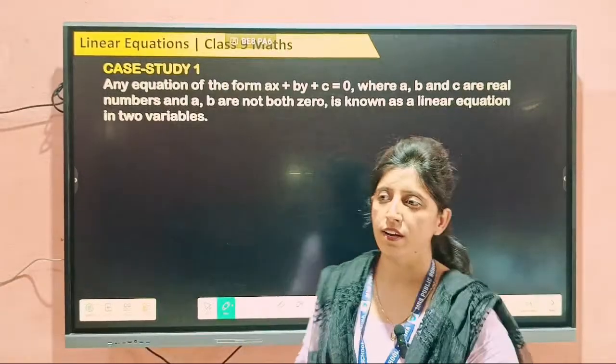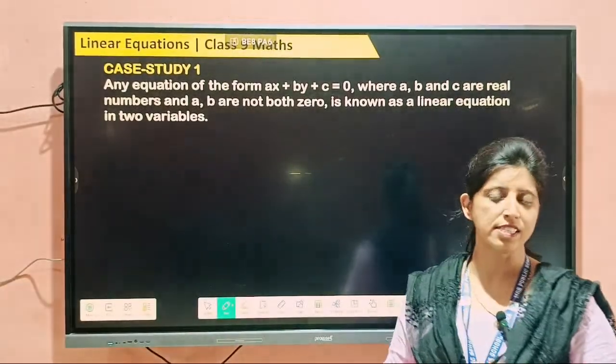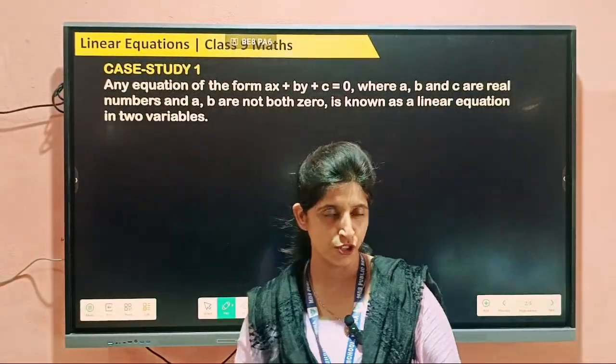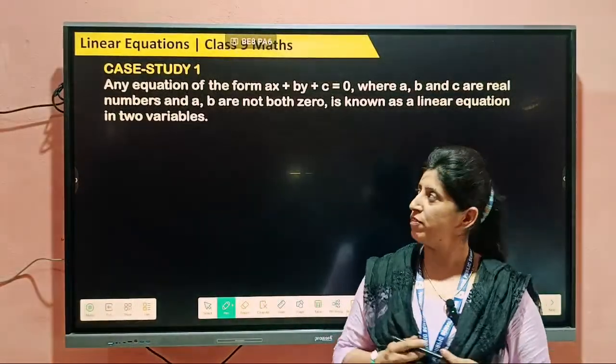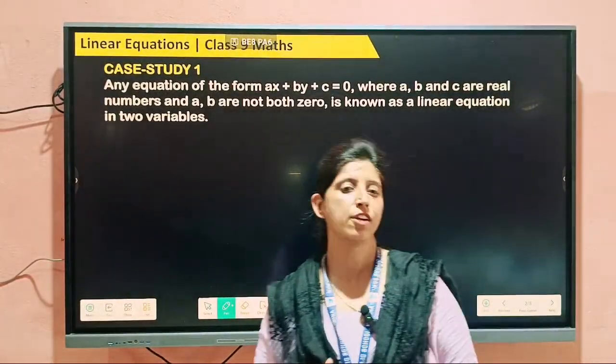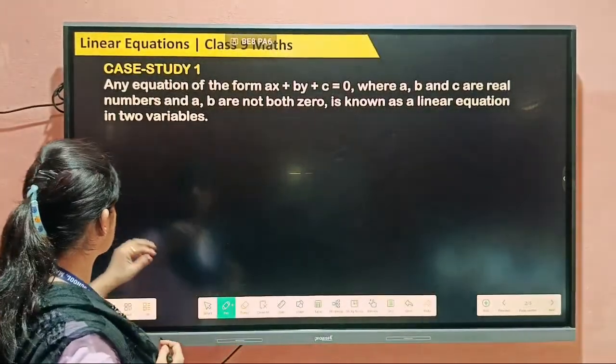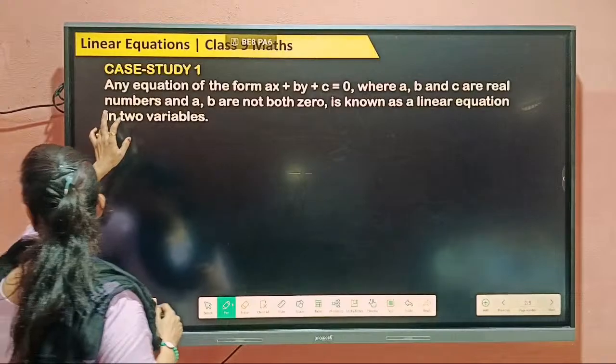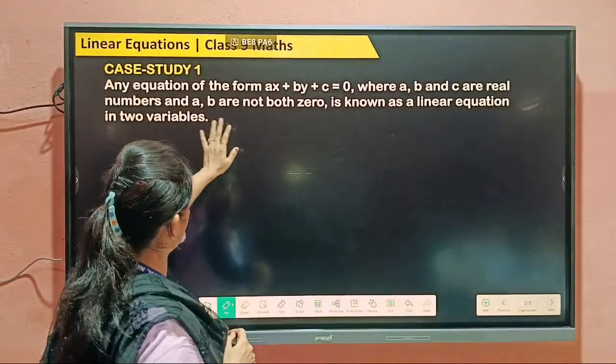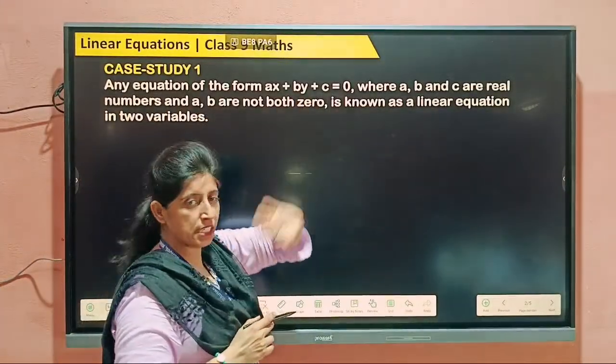Good afternoon all. I think yesterday we discussed some extra questions of chapter 4. Today we will discuss the case study of this chapter, right? So our first case study is any equation of the form ax plus by plus c.